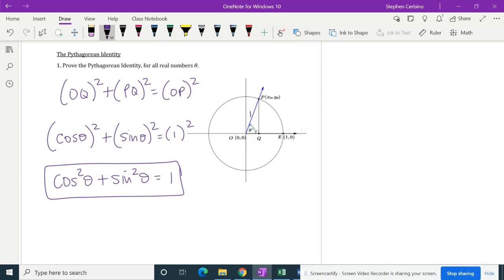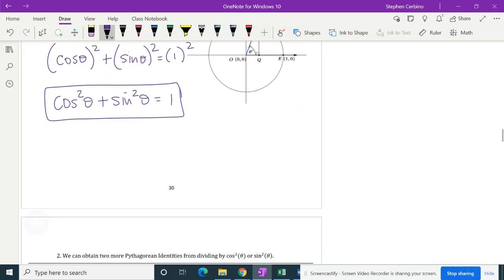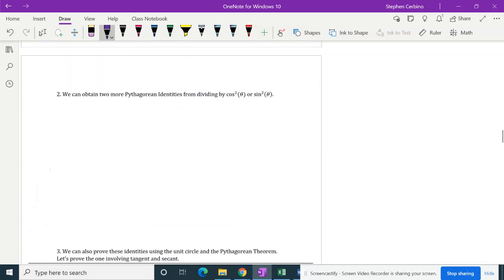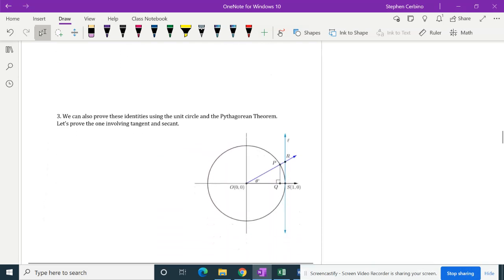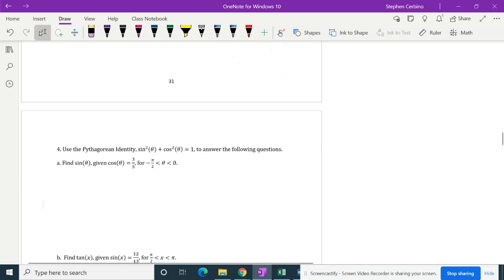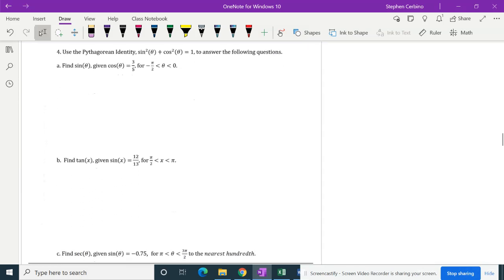So let's use this identity. We're going to skip number 2. There are other Pythagorean identities. I just care about that one. Skip number 3. Now let's go right to number 4. Numbers 2 and 3 are developing these other Pythagorean identities that exist, but due to the nature of this year, I really only care that you know about this sine squared plus cosine squared equals 1 identity.